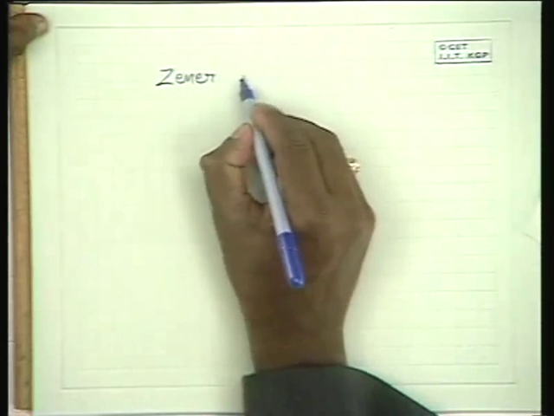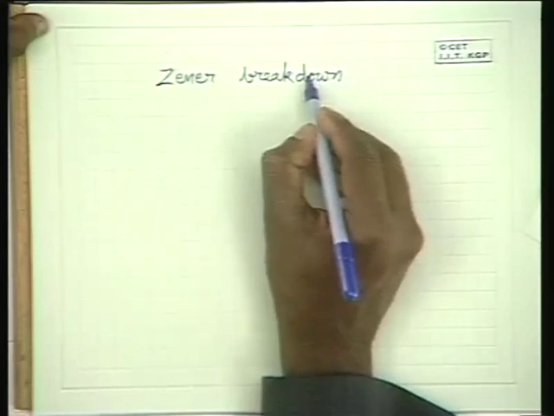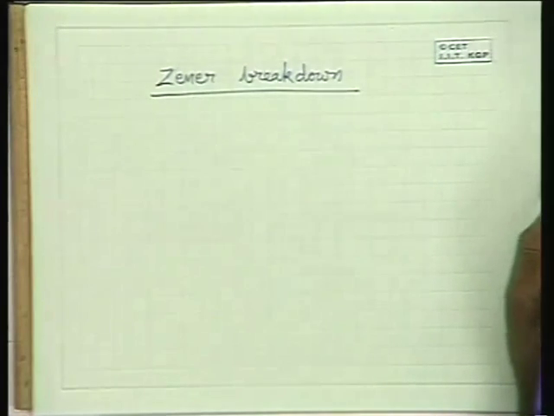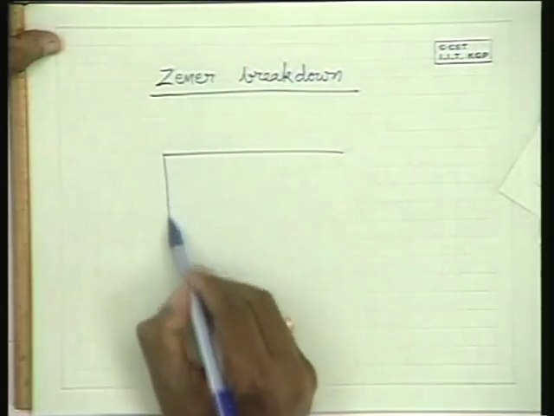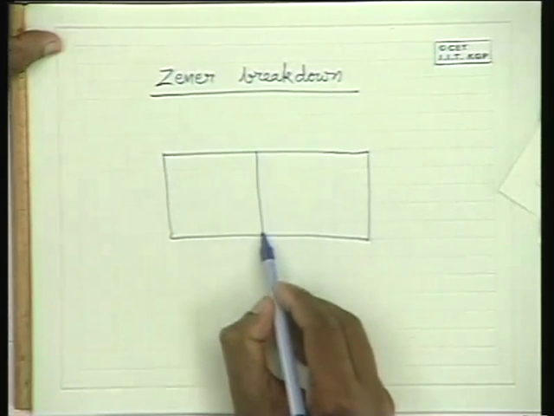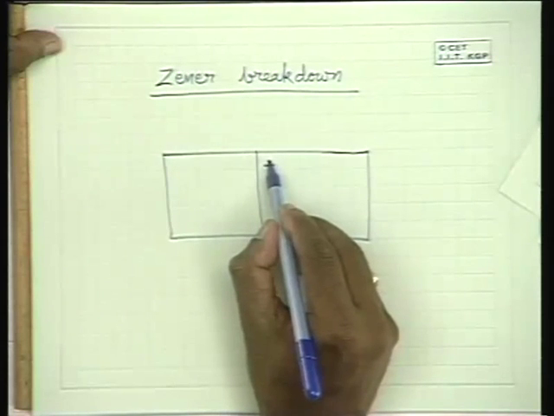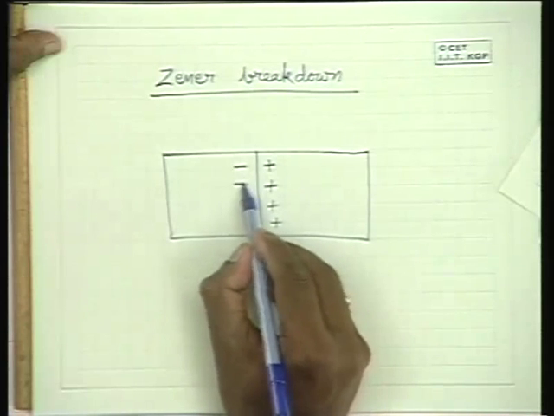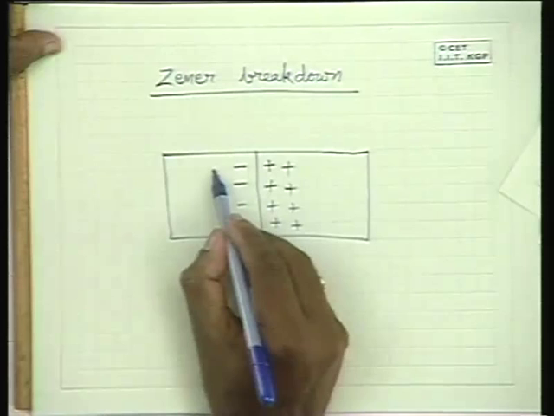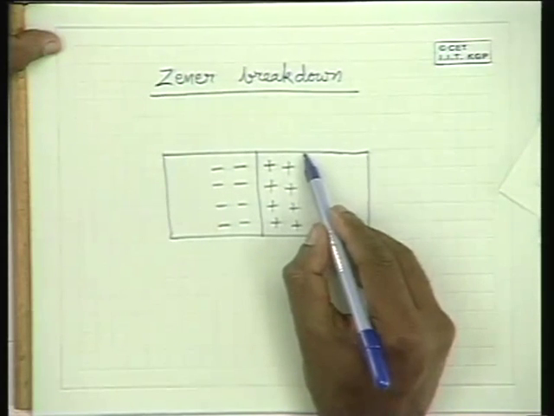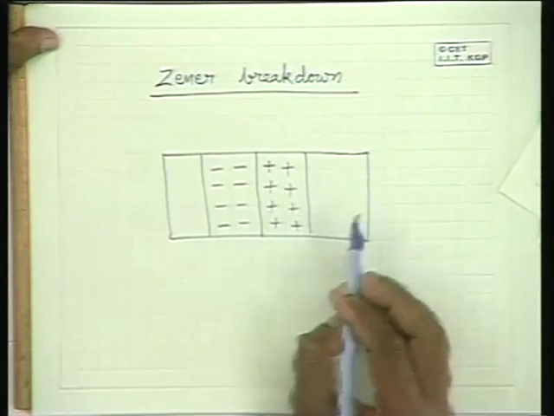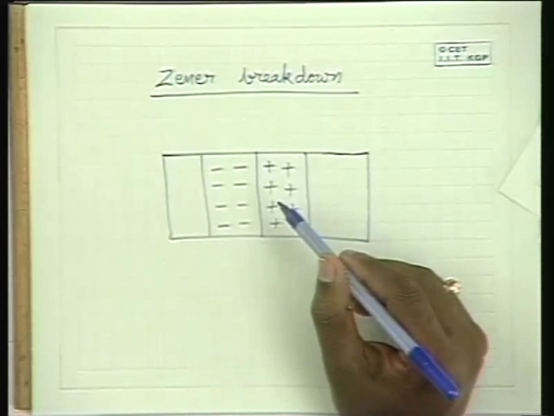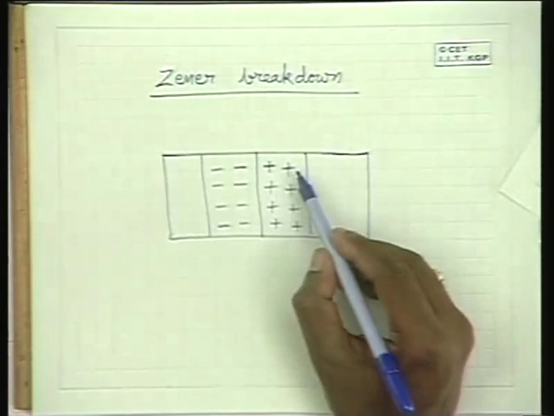So there is another phenomenon known as Zener breakdown. Zener breakdown takes place when the potential itself is large, you have a huge amount of potential here, and with this potential actually, on what does it depend? This potential depends on the charge concentration.